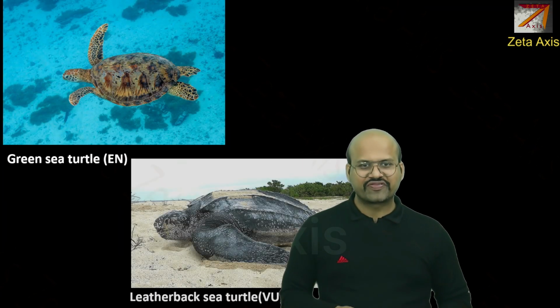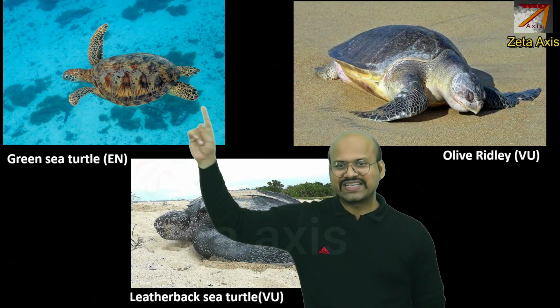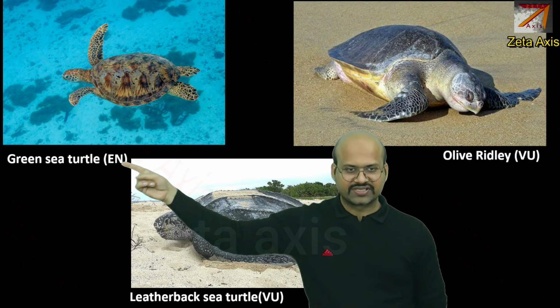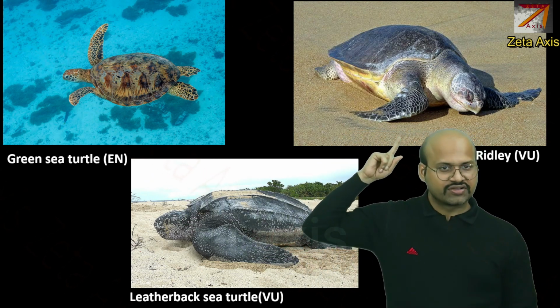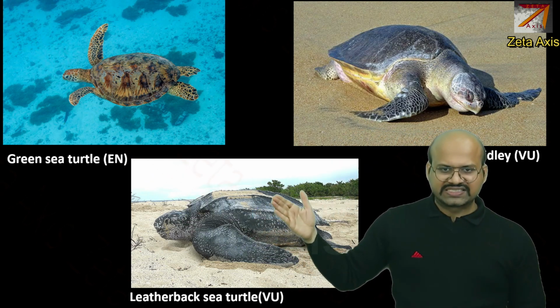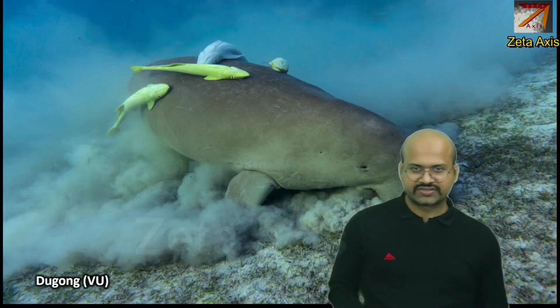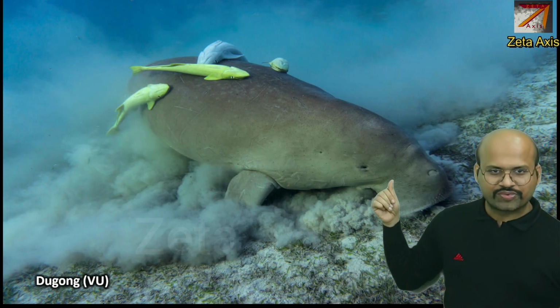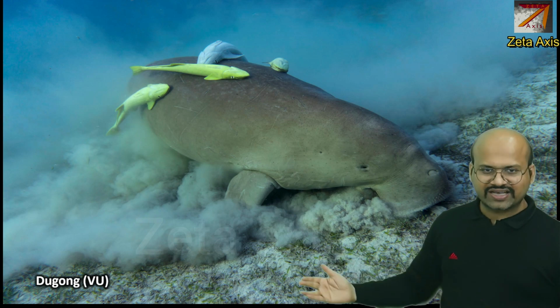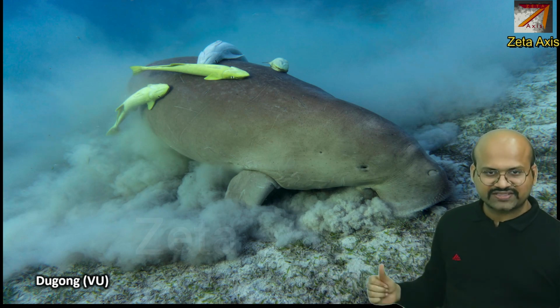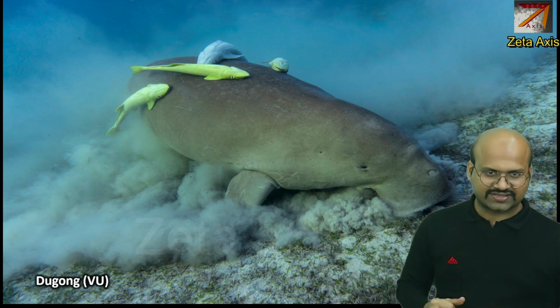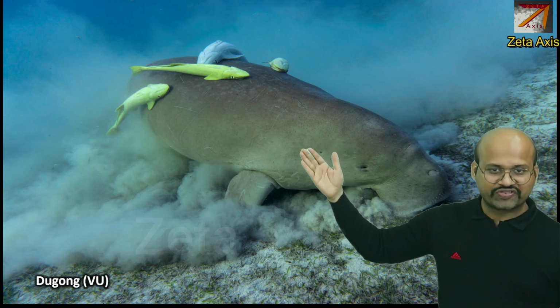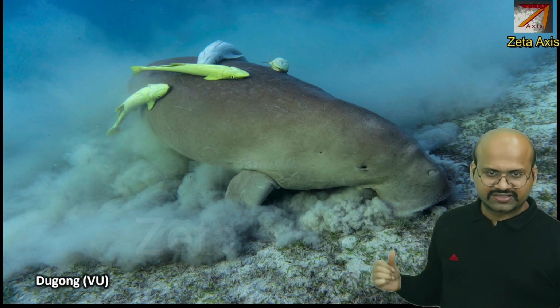The important breeds of turtle which are found here are green sea turtle, which is an endangered species. Then we have olive ridley, which is vulnerable, and then leatherback sea turtle, which is also a vulnerable species. We also find dugong, which is also called sea cow because it eats the seagrass. Here you can see that these green patches are basically oceanic grasses. And this creature, the dugong, which is a mammal, eats these grasses.